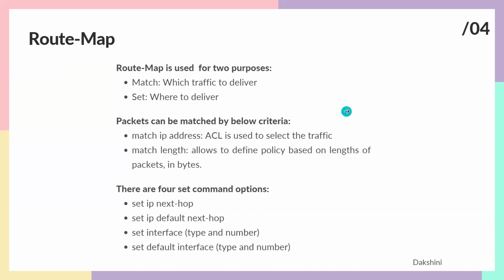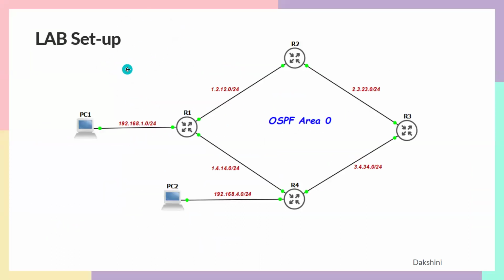All right, so let's understand this by looking at the lab setup. So let's say this is our lab. Here, as you can see, I have four routers: router 1, router 2, router 3, and router 4. And I have two users attached to router 1 and router 4. Between R1 and R2, I'm using the network 1.2.12.0, so this will be 12.1 and 12.2. Between R2 and R3, I'm using this network, so this is 23.2 and 23.3. Now between R3 and R4, I'm using the 34 network, so 34.4 and 34.3.